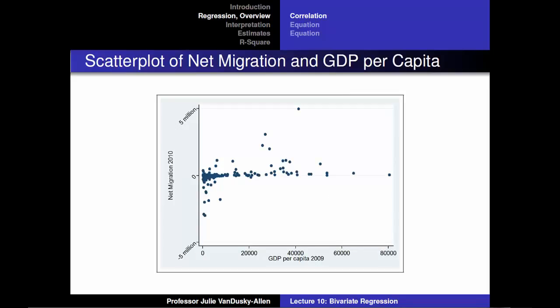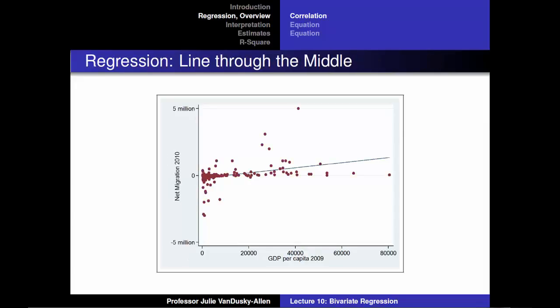To illustrate the intuition behind calculating a regression analysis, I gathered data on the net migration of countries in 2010, the dependent variable, and the GDP per capita of those countries in 2009, the independent variable. I expected GDP per capita to have a positive effect on net migration: as the GDP per capita increases, more people will migrate to the country than leave the country. I present the data in this scatter plot. When I run a regression on this data, the regression analysis creates a line that literally goes right through the middle of these observations.